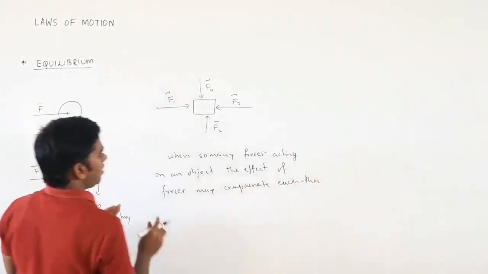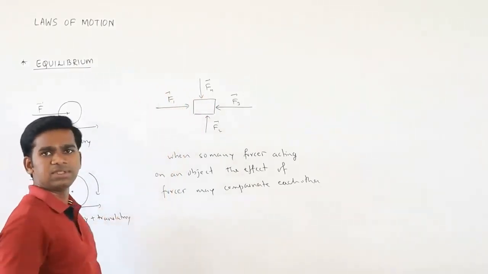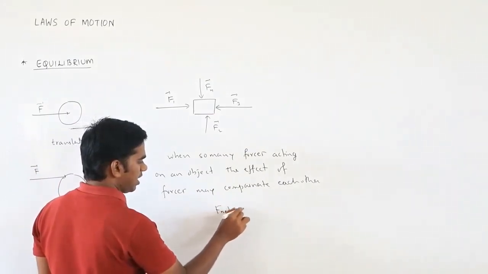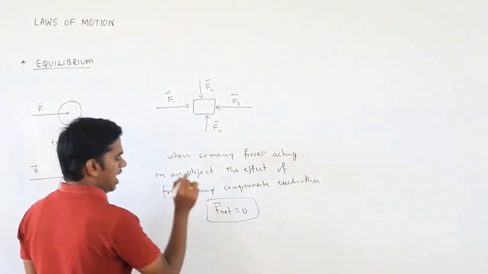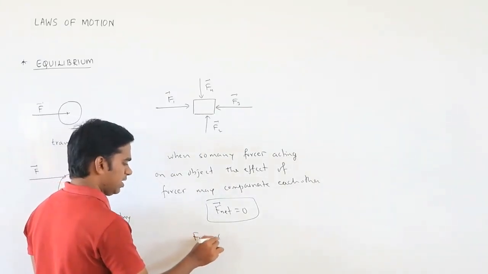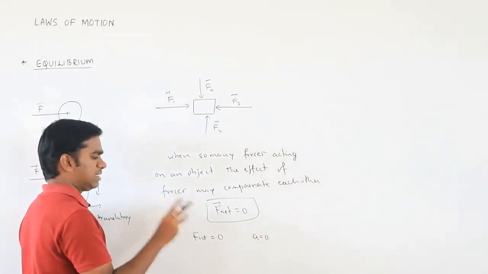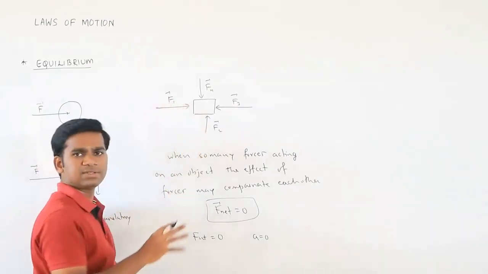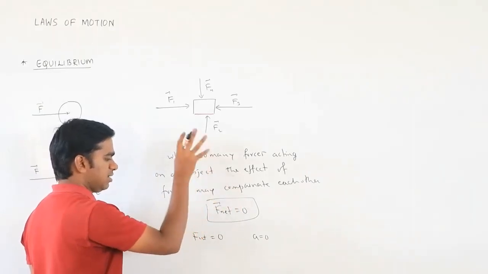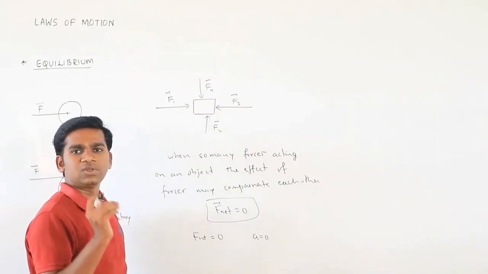When they compensate each other, what will happen? There is no net force on the body. When the forces get compensated, F net will become 0. As we know from the second law, if F net is 0, acceleration is 0. That means it will not produce any acceleration. So when net external force is 0, the forces get cancelled and acceleration is 0. That means the body will not change its state of rest or motion.